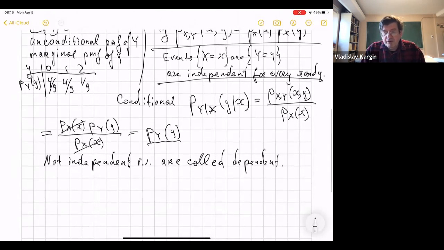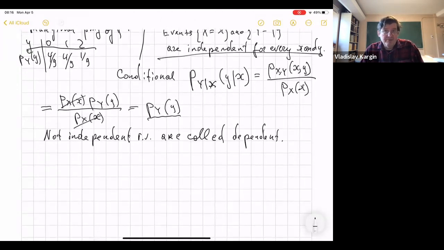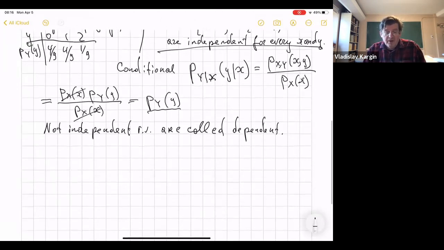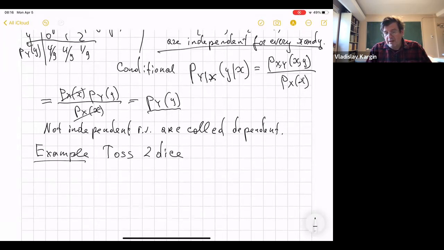Okay, so now, what's an example of random variables which are independent? The simplest example is when we toss a die or a coin. In this example, the experiment is to toss two dice, and all outcomes are equally probable.